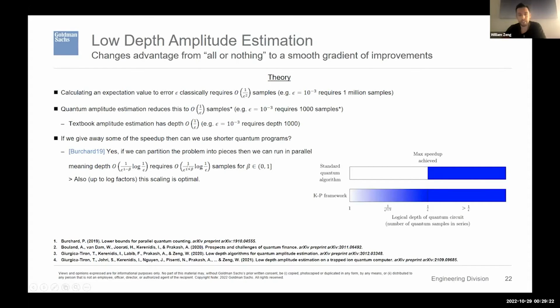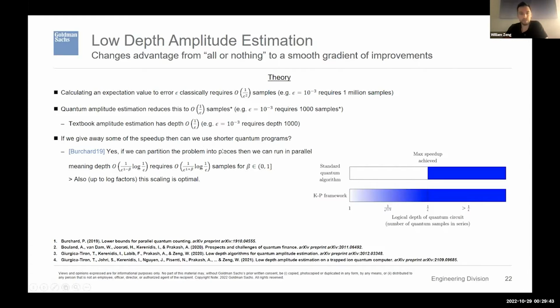So let's say you split them. If you're trying to do quantum counting, you can take all the different pieces and run amplitude estimation on the little bits and then sum them up at the end. And each circuit will be shorter. So you'll run more of them. So you'll have more total samples, but each one will be shorter.